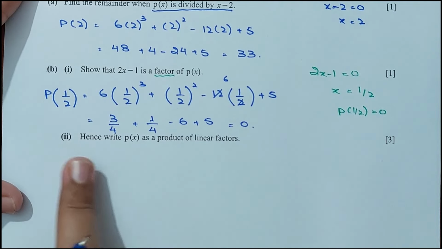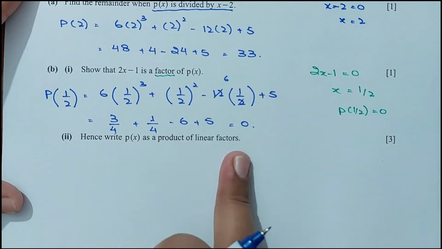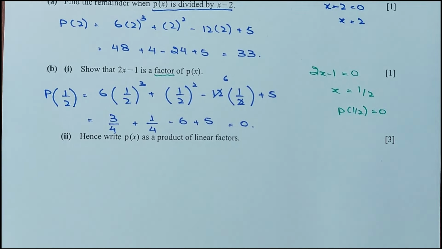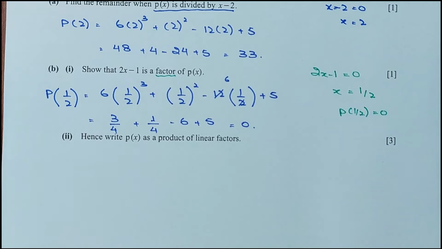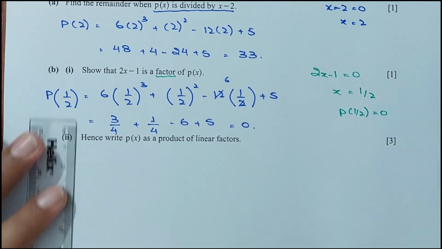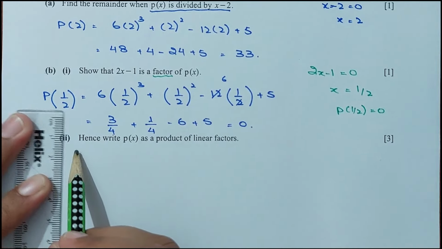Now for second part of B, hence write p of x as a product of linear factors. So we have been given that 2x minus 1 is a factor. Let me apply the method of synthetic division over here. Okay, and let me write this down.